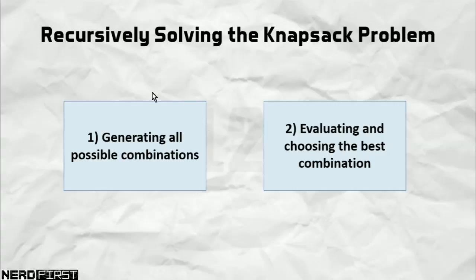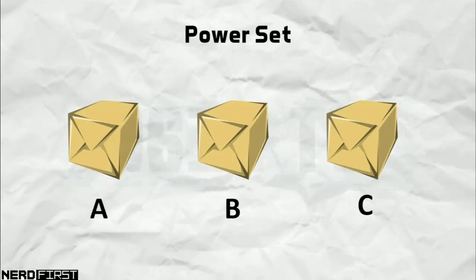Of course, once we have this, we can use the solution of this part to evaluate and choose the best combination of items, such that we stick to the correct weight and maximize the value. So let's look at our first half first. Essentially, what we're trying to do is generate a power set.